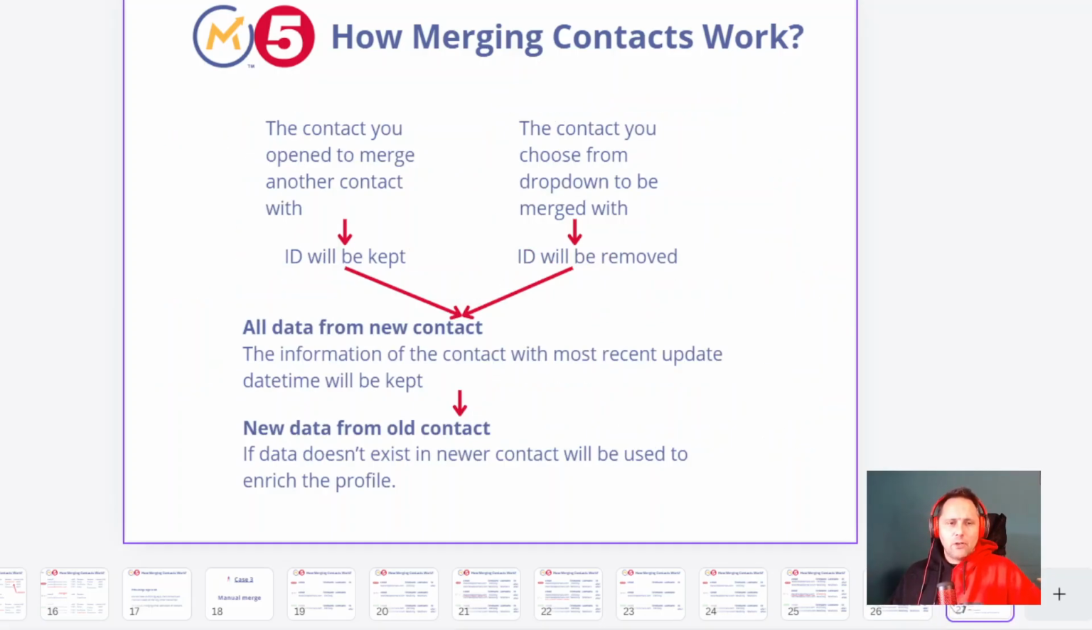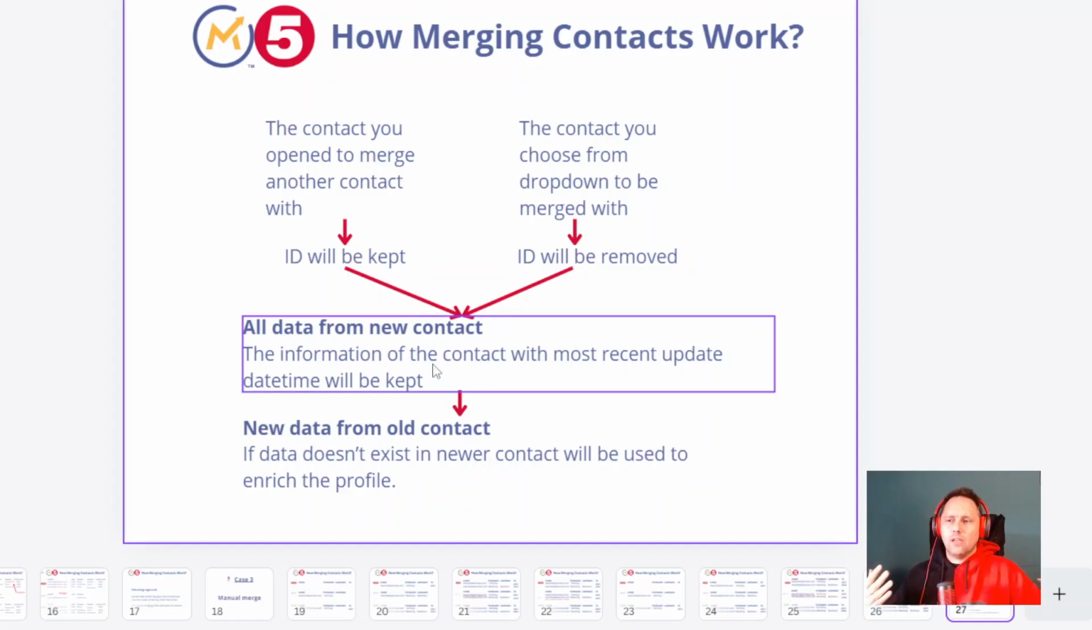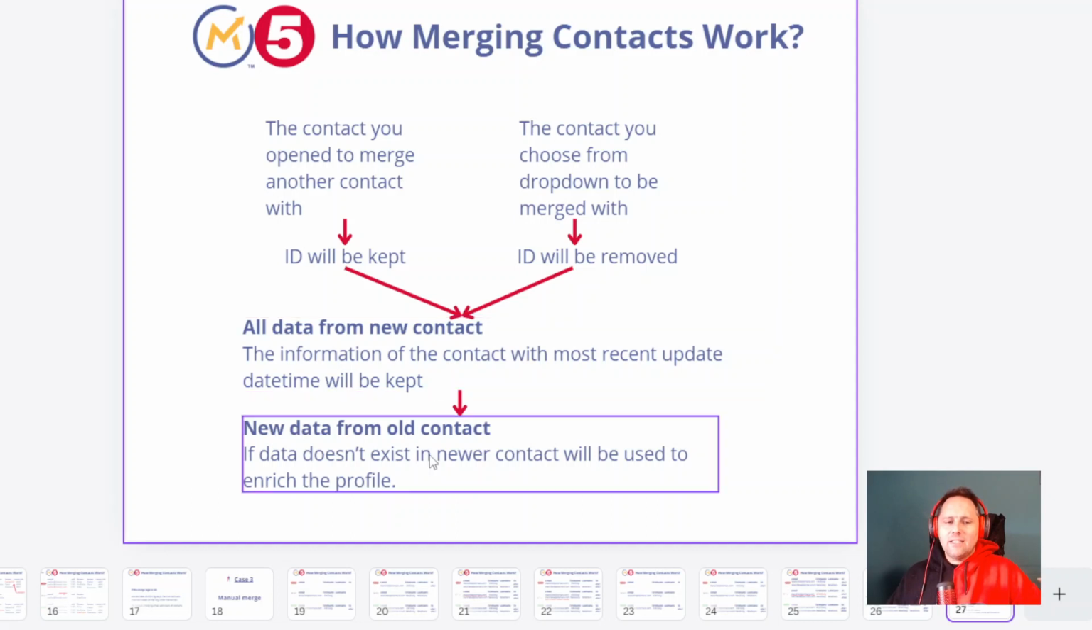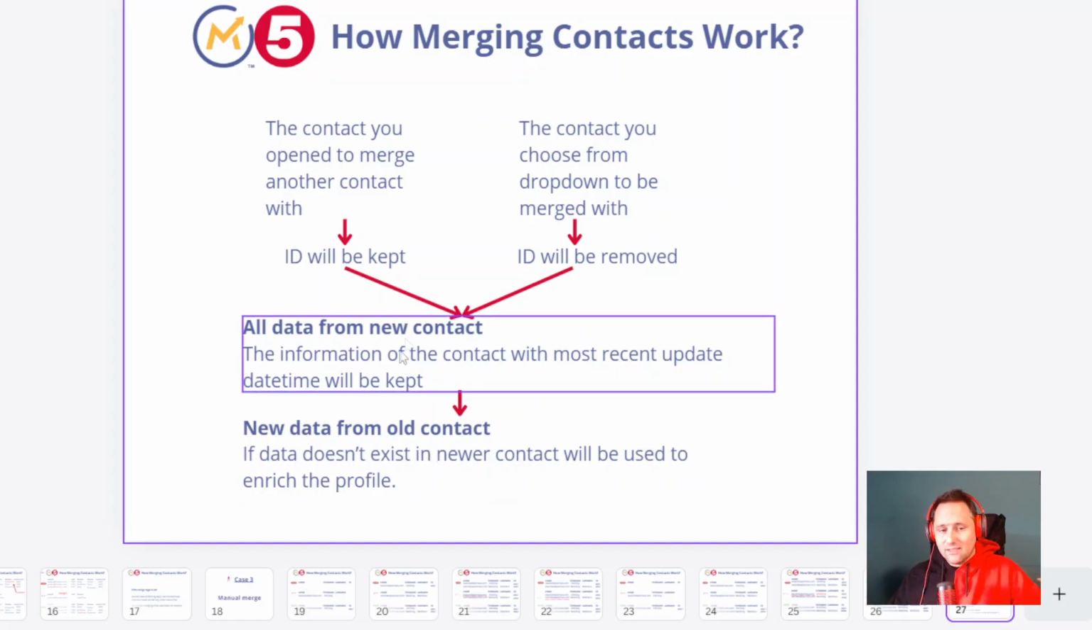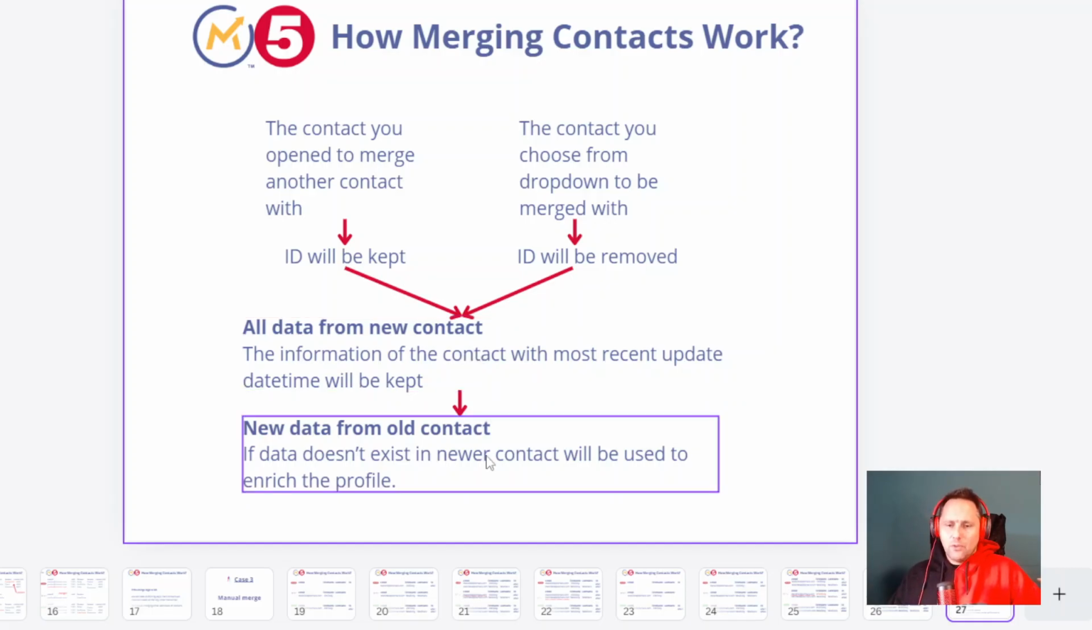So I made a summary for you here. There is a contact who you open to merge with another one, and there is a contact who you choose in the second step in the drop down. The ID of the person you first chose will be kept, and the second ID vanishes. Then we take all the data from the newer contact, the contact who was last modified, and if there is any data in the old one, the contact which is not as fresh, which could be used because it's not in the newer one, then that will also be added.